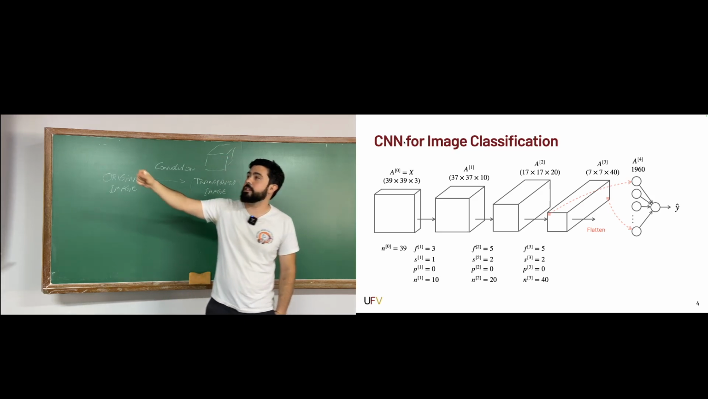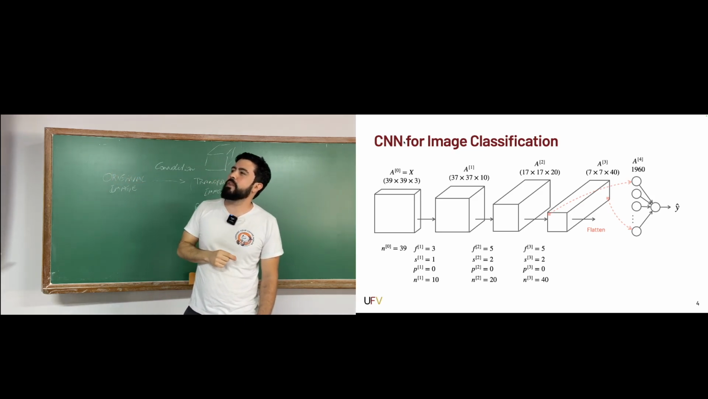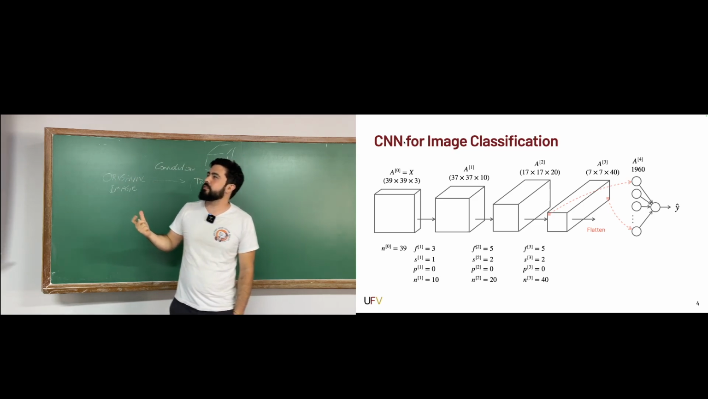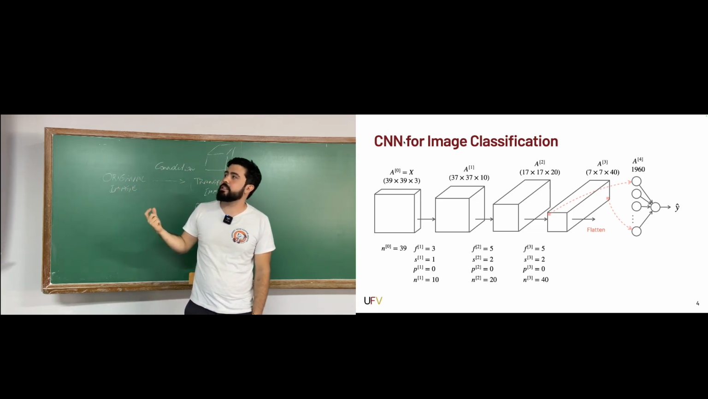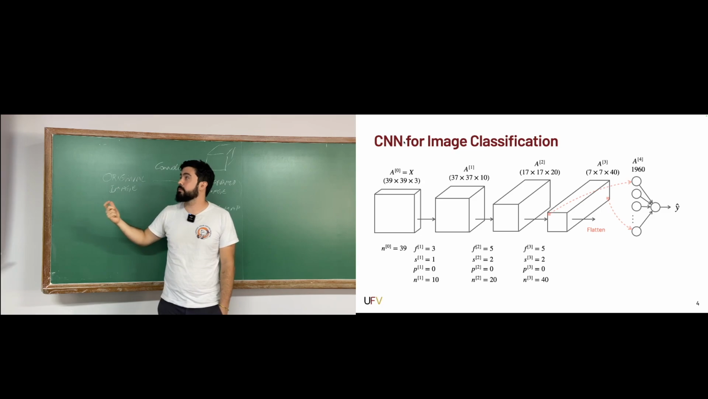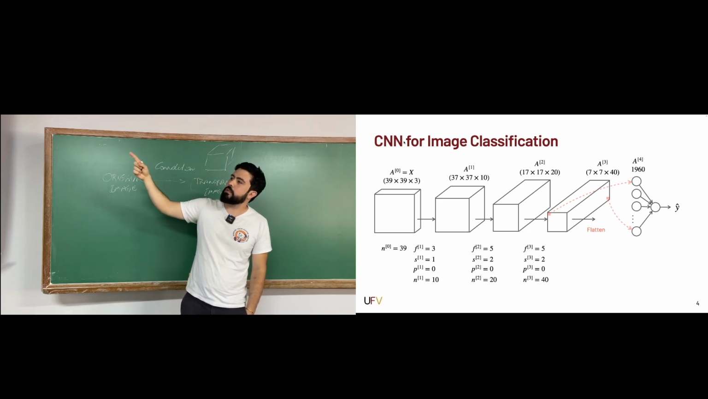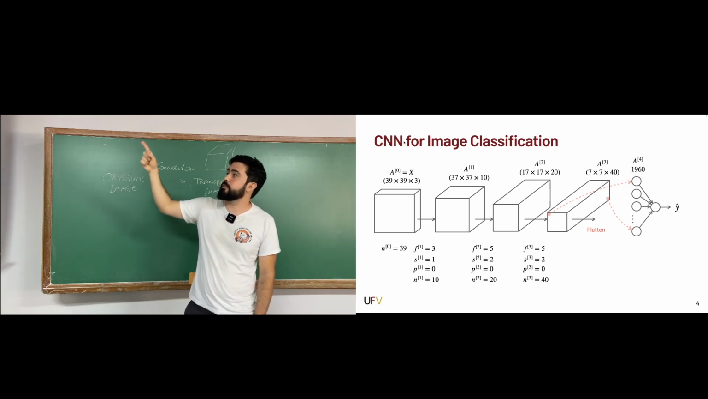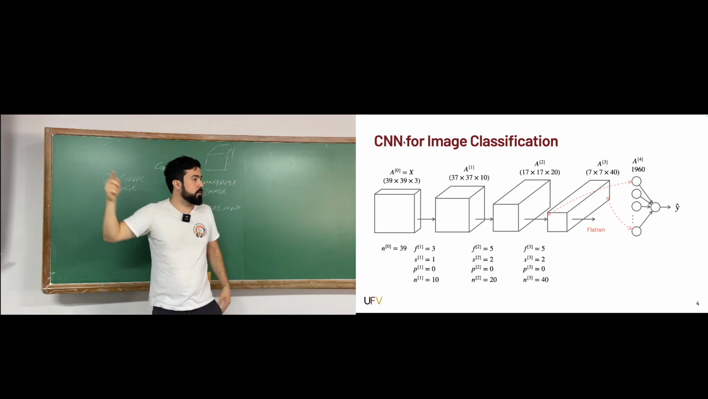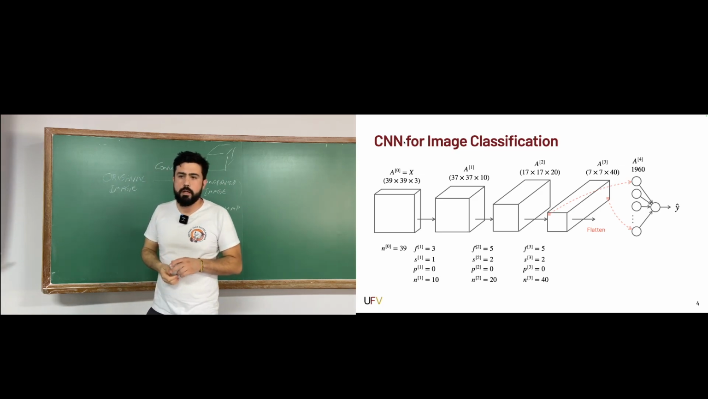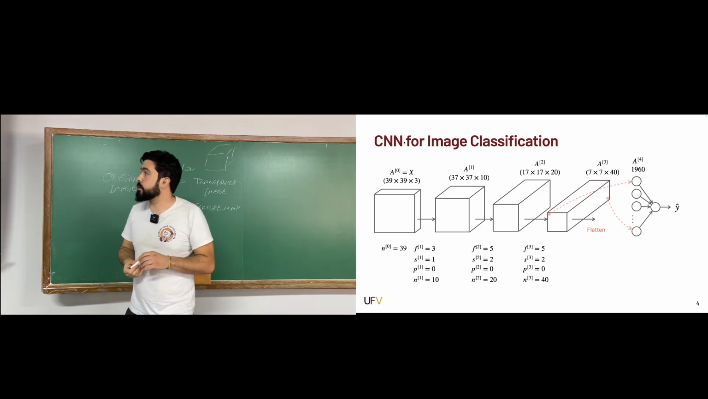If you look there, the image starts with width and height 39 by 39, then decreases to 37 by 37, then 17 by 17, and then 7 by 7. But if you look at the number of channels, they start with 3, then go to 10, 20, and 40. So they're increasing. This is a pattern that you see even today in convolutional neural networks.